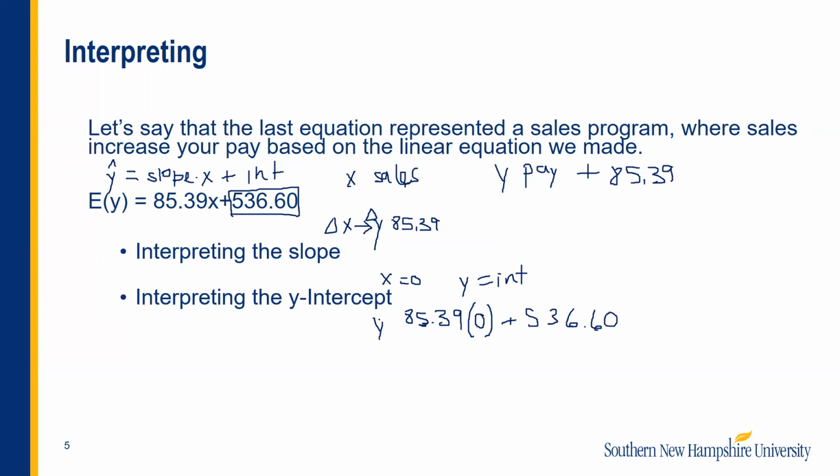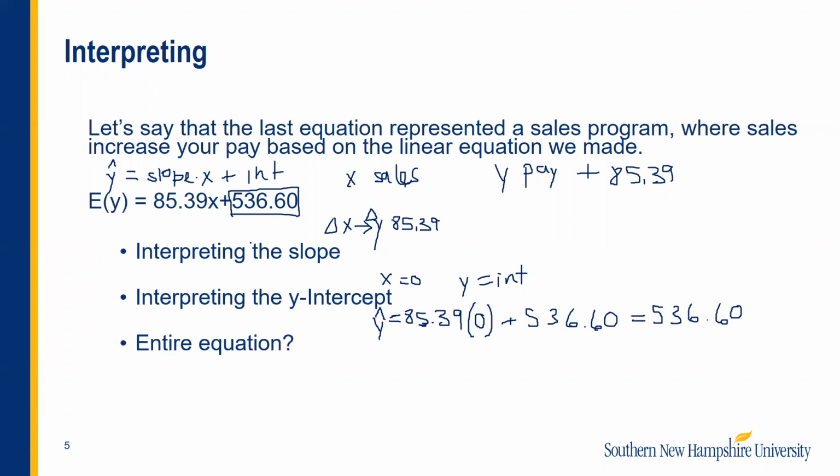Okay, so to predict my pay, I would use this equation, put 0 in, and I would see 0 times 85.39 is 0. And then if I add my intercept, I end up with an estimated pay of $536.60 when I don't make any sales. And that makes sense because my pay is not going to be nothing if I don't have sales. I'll still get a base pay, but I'm not going to get any of that bonus. So I'm just going to stick with the fact that I'll get $536.60.